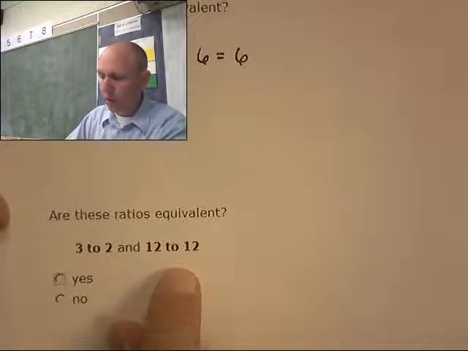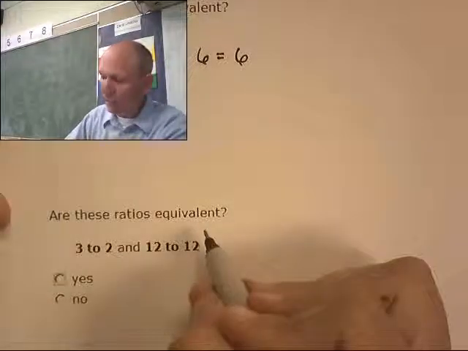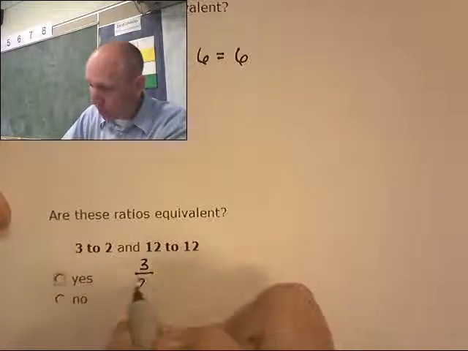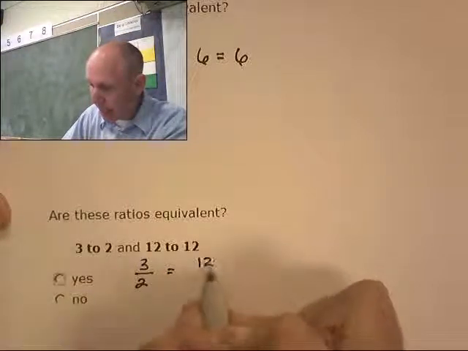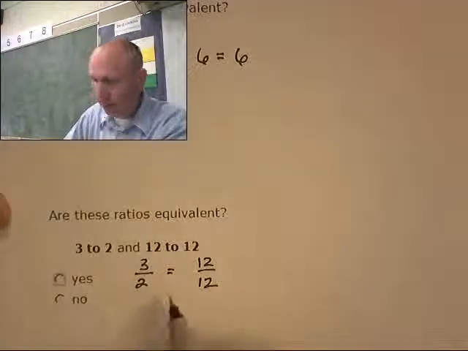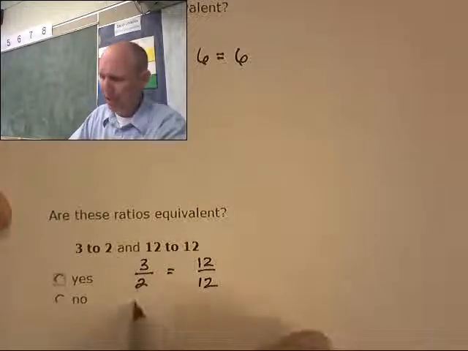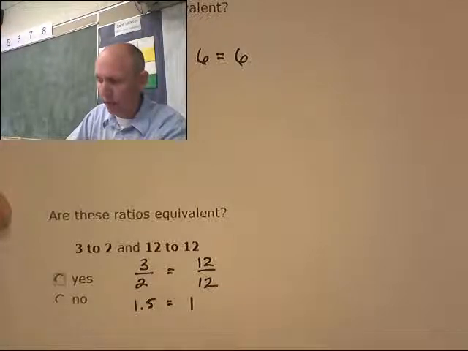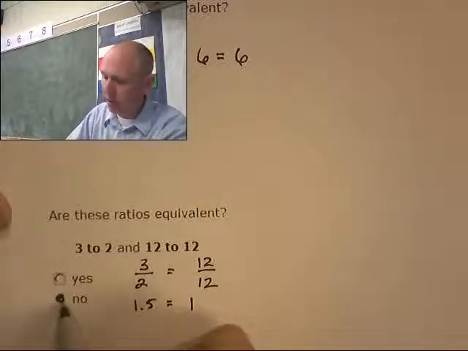3 to 2 and 12 to 12. I like, when I'm doing the math, to write these as fractions. So this is the same thing as 3/2. Is that the same thing as 12/12? Well, not even close. This is 1.5. 1.5 does not equal 1. So these are not equivalent. That's a no.